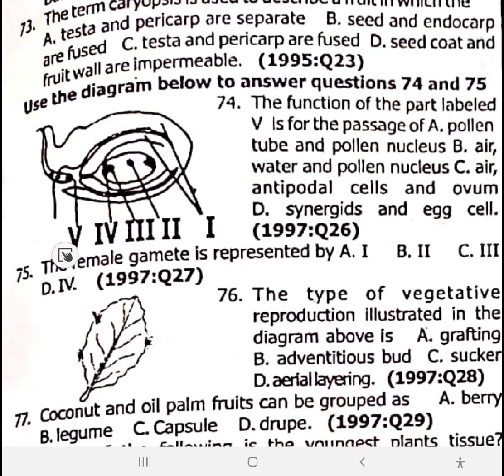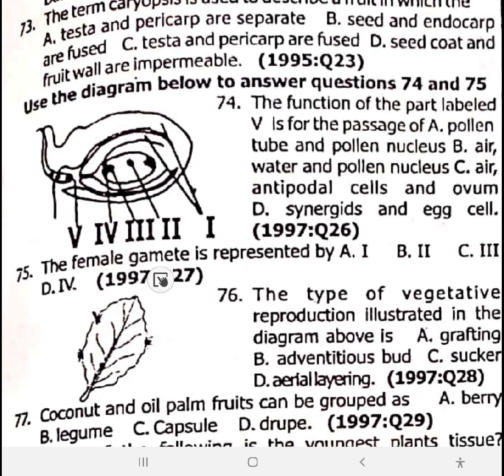Next, 74 and 75 are diagrams. The function of the part labelled V, this V is for passage, right? V is for passage of 74. Passage, this place they call a micropyle. Micropyle is for passage of air, water, and pollen nucleus, option B.